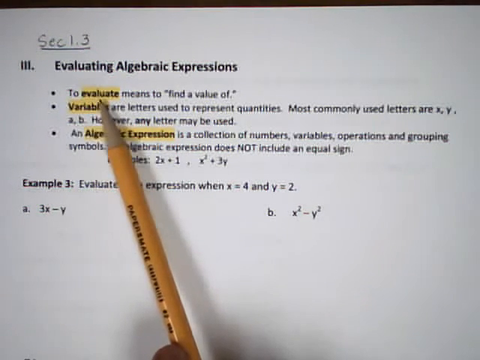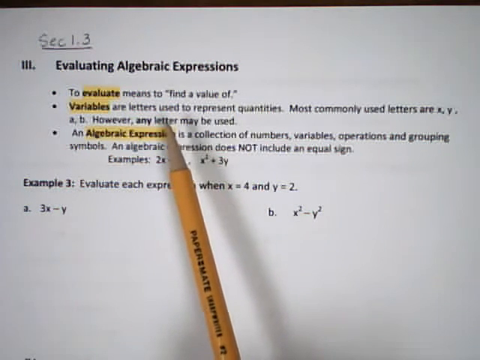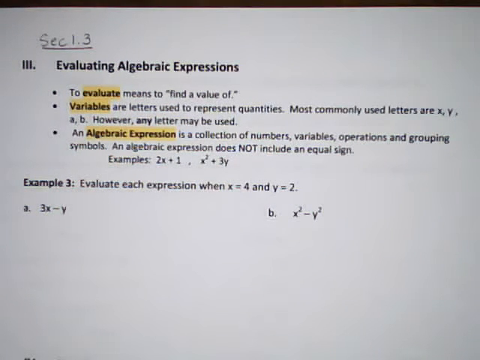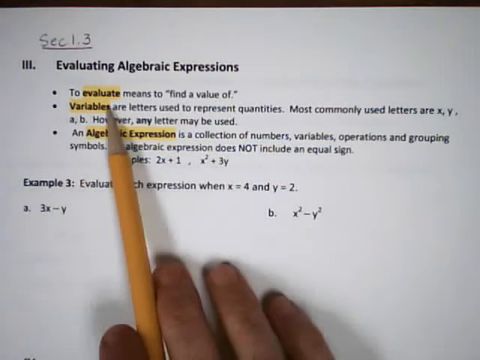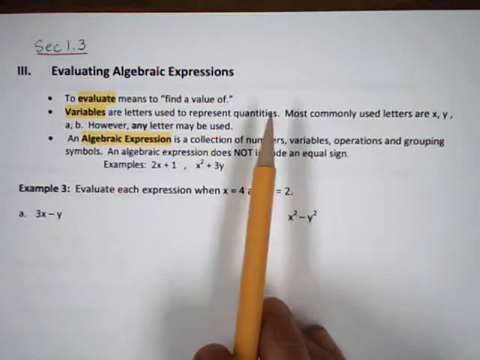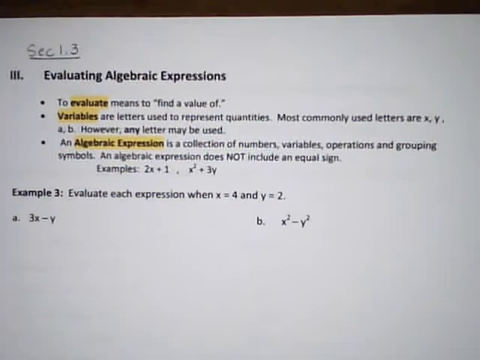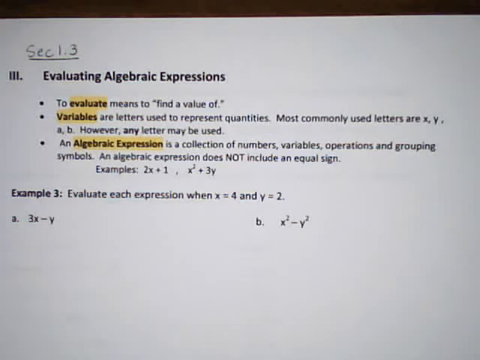To evaluate means you're going to find the value of something. If it tells you to evaluate an expression, we're going to be finding a numerical value for that expression. Variables are letters that are used to represent quantities. Most commonly, we like to use x, y, z, a or b, but any letter can be used. A variable just represents some quantity.